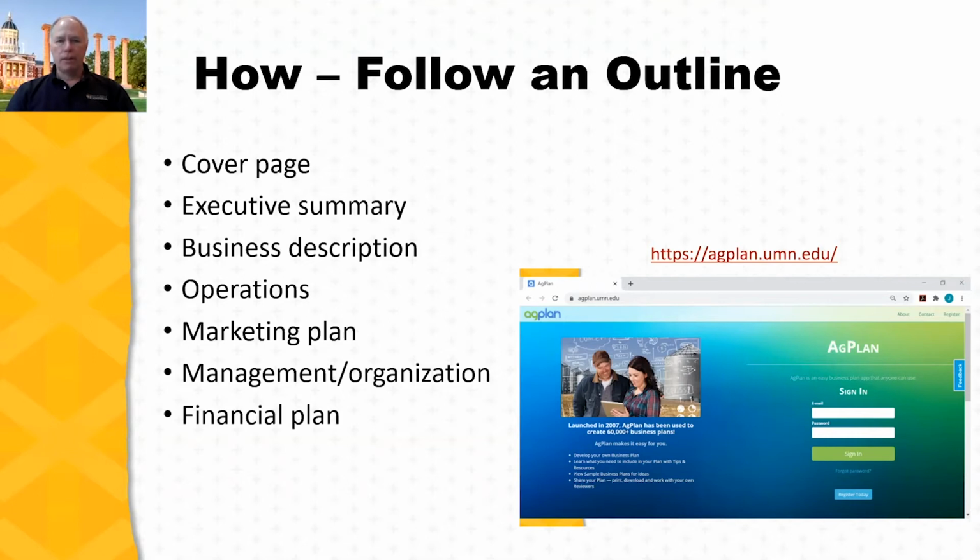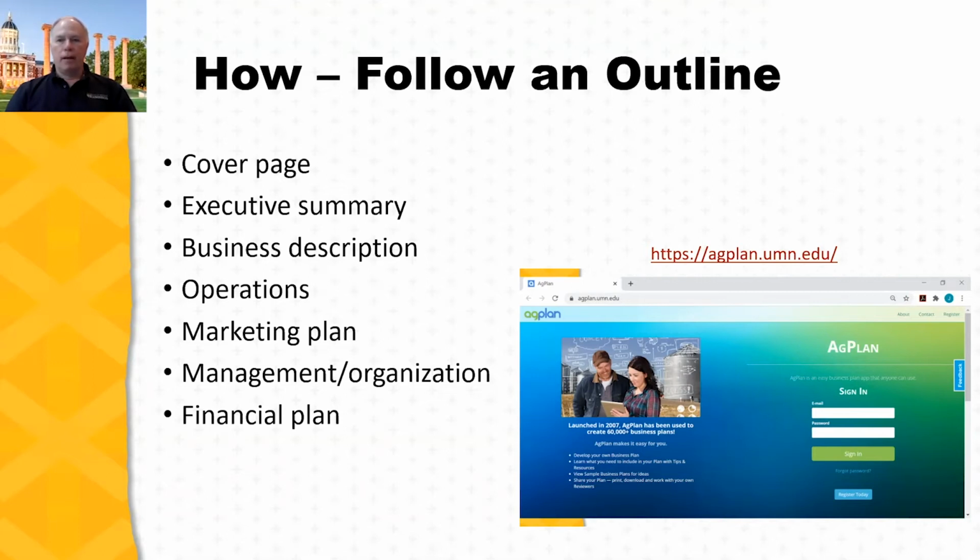The basic components of a business plan are simply a cover page, and an executive summary, which a lender or anybody else can read and immediately understand your business. It's a business description: who, where, what, when, why. It's got the vision and mission statement, why you're in business. It's got an operations plan: who's involved, when you're doing what, what your location is, what your equipment is like.